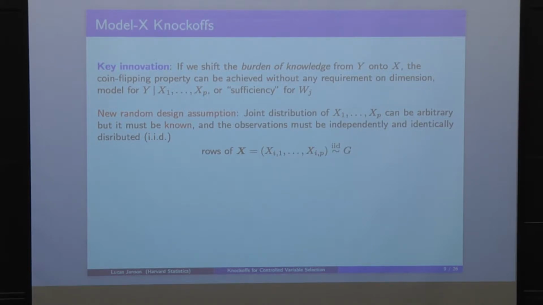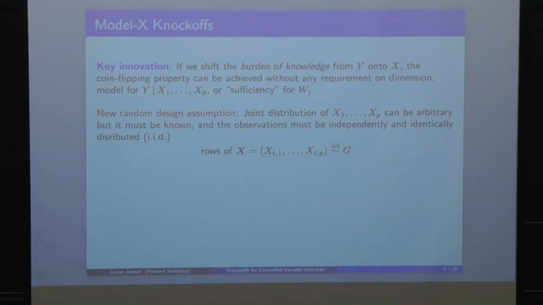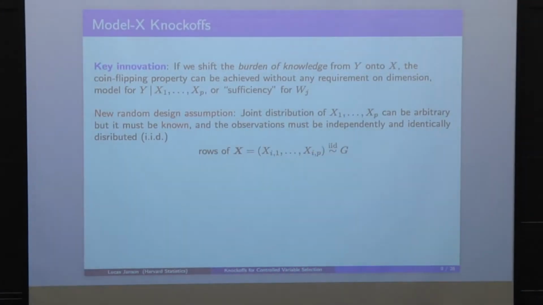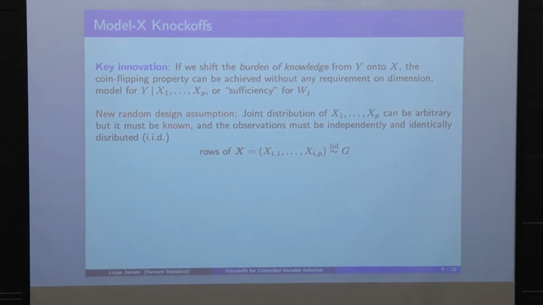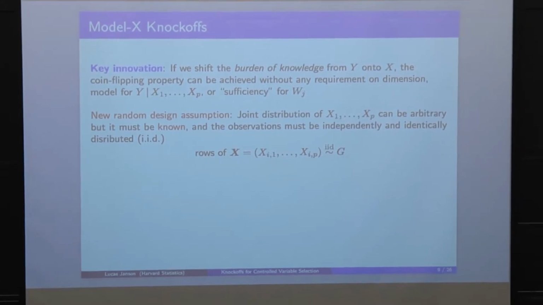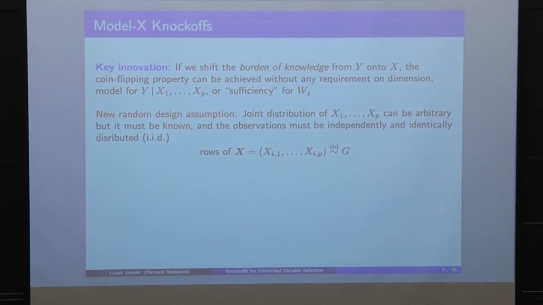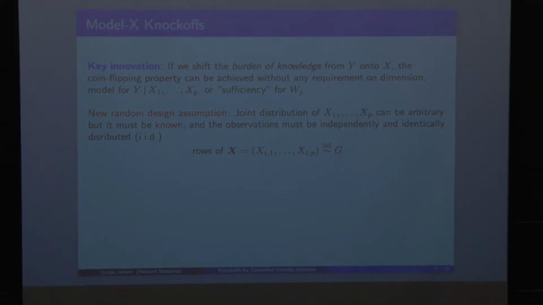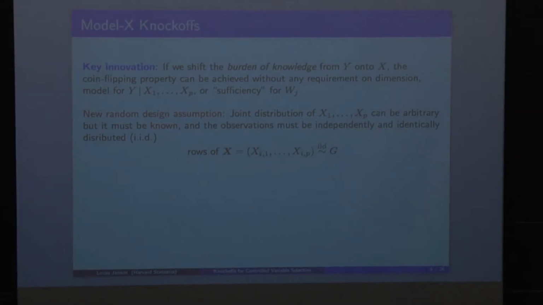So the one thing that I am assuming, that burden of knowledge is now on x. So I'm assuming that I know the distribution of x. This is certainly a non-trivial assumption. So I'm assuming that my rows, my samples of y, comma, x1 through xp, are sampled IID from some distribution, and that I know the distribution of the x1 through xp. Not the x1 through xp given y, so this isn't a generative distribution, I'm just assuming that I know the marginal distribution of x1 through xp, the columns.